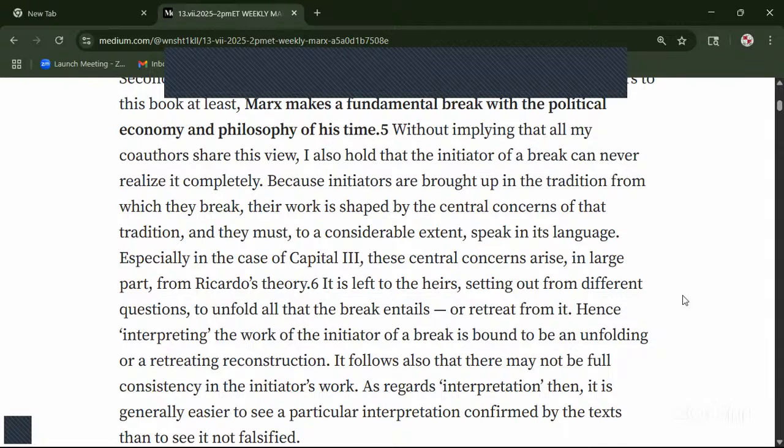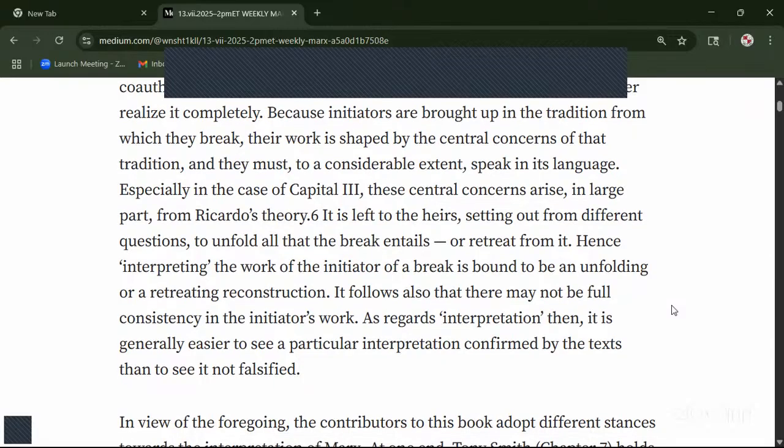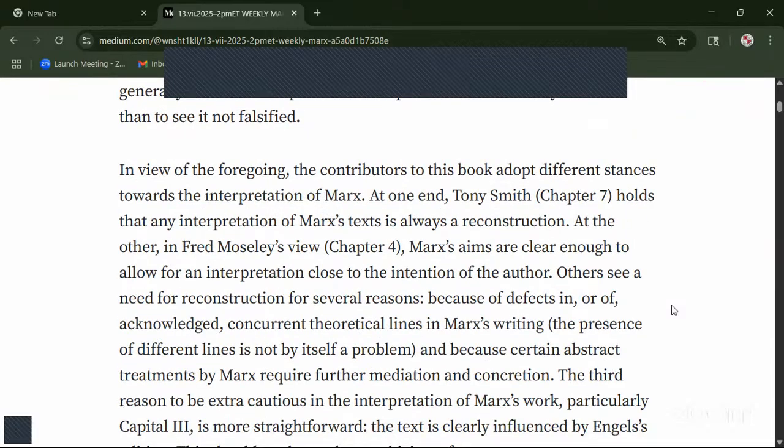It is left to the heirs, setting out from different questions, to unfold all that the break entails, or retreat from it. Hence, interpreting the work of the initiator of a break is bound to be an unfolding or a retreating reconstruction. It follows also that there may not be full consistency in the initiator's work. As regards interpretation, then, it is generally easier to see a particular interpretation confirmed by the text than to see it not falsified. In view of the foregoing, the contributors to this book adopt different stances towards the interpretation of Marx.